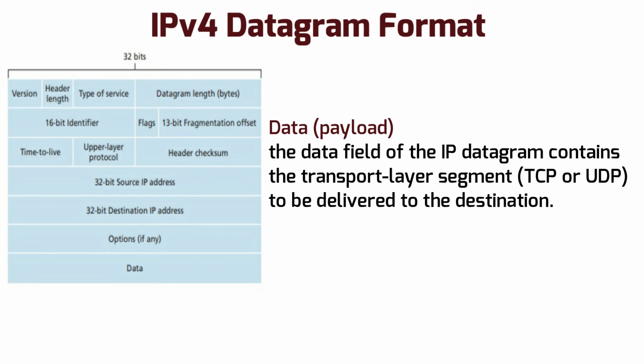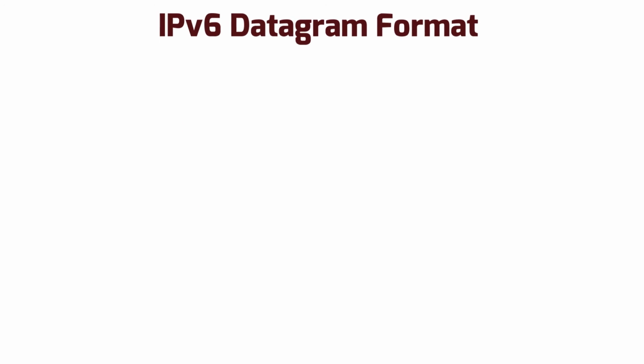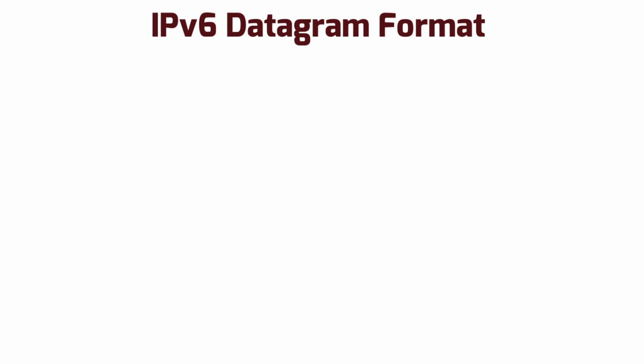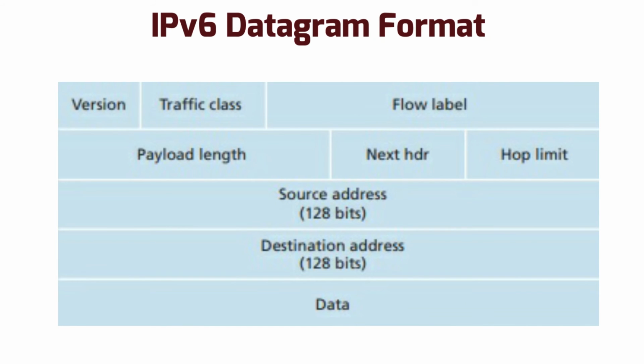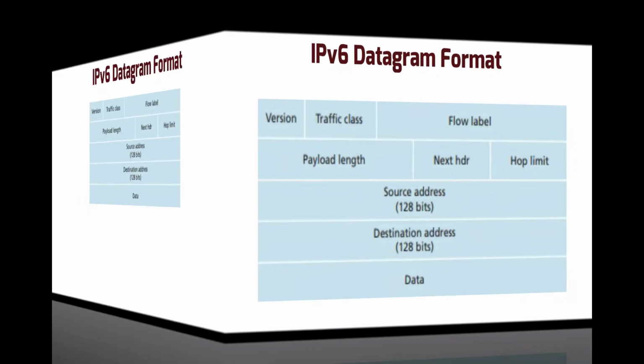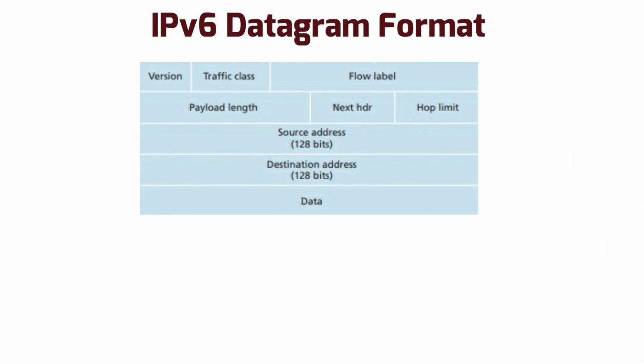Now coming to the IPv6 datagram format. The format of the IPv6 datagram is shown in this figure. The following fields are defined in the IPv6 version. The first is the version, second the traffic class, flow label, payload length, next header, hop limit, source and destination addresses, and data. Now coming to the description of each field, the first field, that is version.